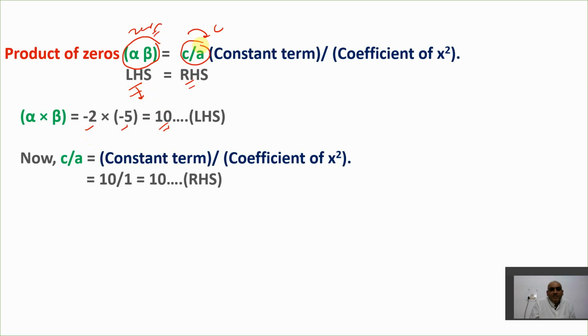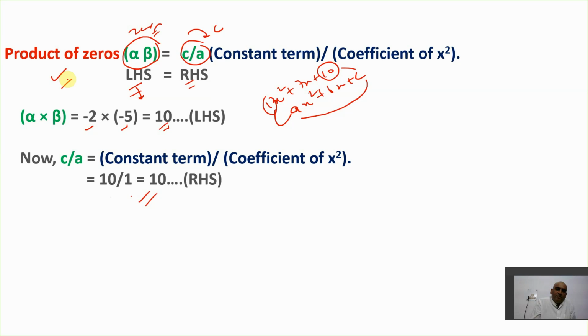Now let's come towards C by A. C by A is 10 by 1, because the equation is x square plus 7x plus 10. Or you can say ax square plus bx plus c. So c by a, right? This c is 10 and a is what? 1. This is 10 by 1. This is what? 10. So LHS equals RHS. That means the product relation is also verified. So the sum of zeros we have verified, the product of zeros we have verified, in the context of zeros and coefficients. I hope you get this point.